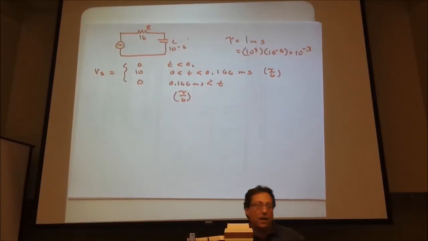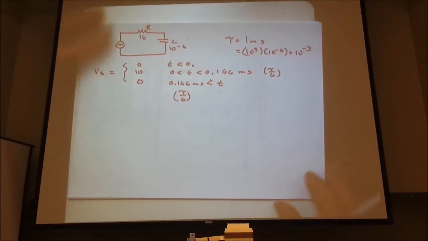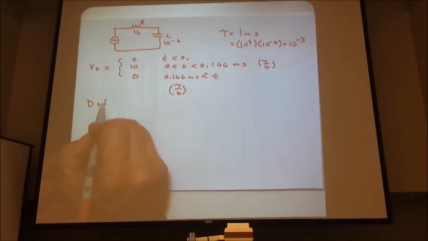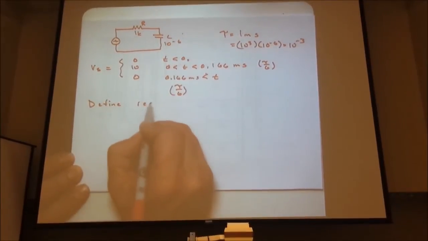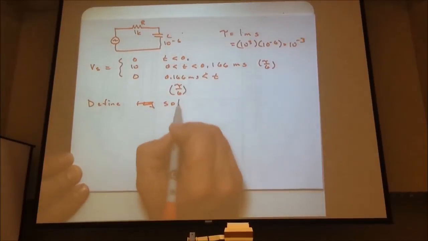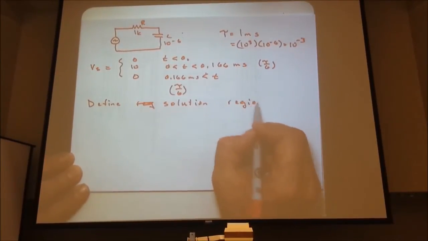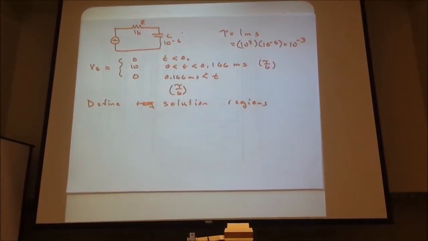So, we can do some analysis here. Usually when I start these problems, and this is the way back when I first started teaching, I would say define the regions. So I call it solution regions. And we already have done that effectively. The source defines the regions for us. How do we define the solution regions?